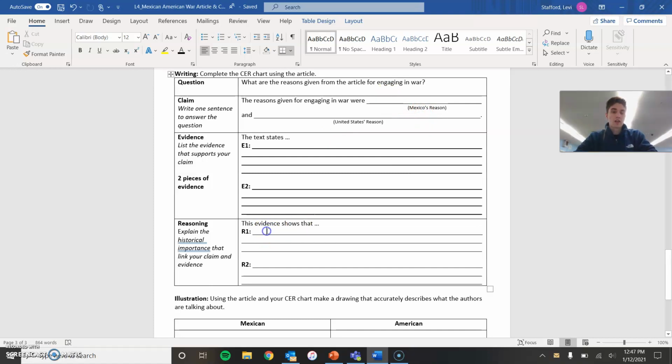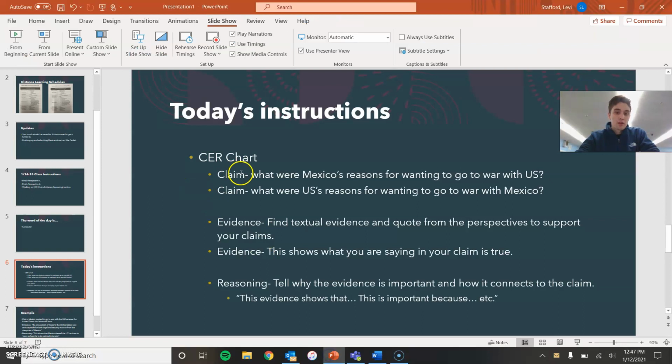So with our reasoning, these are going to be aided by our sentence starters, such as this evidence shows that, and this is important because, and this is all about tying our evidence back into our claim and showing that the evidence we use does support the claim that was made up here at the top. So with the claim, 1 will be what was Mexico's reasons for wanting to go to war with the U.S. A claim for the second one could be what were the U.S.'s reasons for wanting to go to war with Mexico.